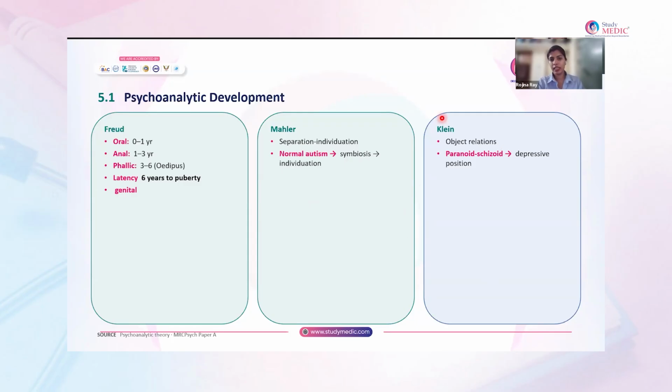Now coming to the third theory, that is Klein, she proposed the object relations theory. So Melanie Klein emphasized the object relations of the infant, focusing on the transition from the paranoid schizoid position, where the infant usually splits the world or the experiences into either good or bad objects, to the depressive position, where the infant realizes that the objects are unified. So the infant realizes the object as a whole, that is, good and bad are aspects belonging to the same object or the same experience, leading to more integrated relations.